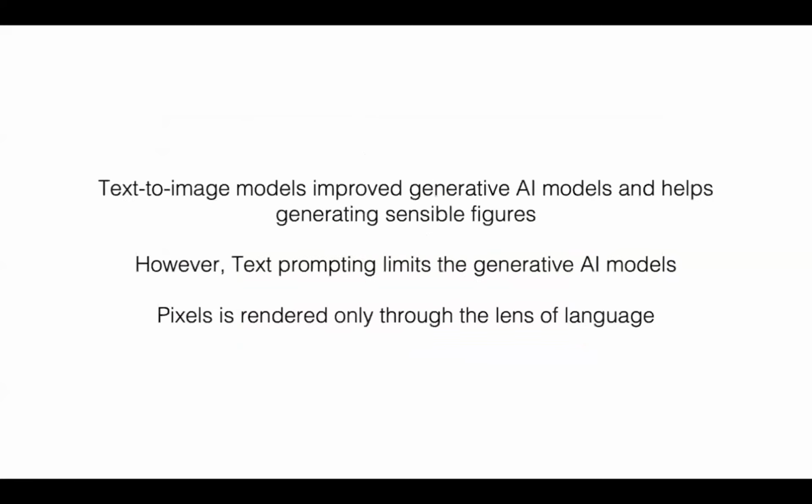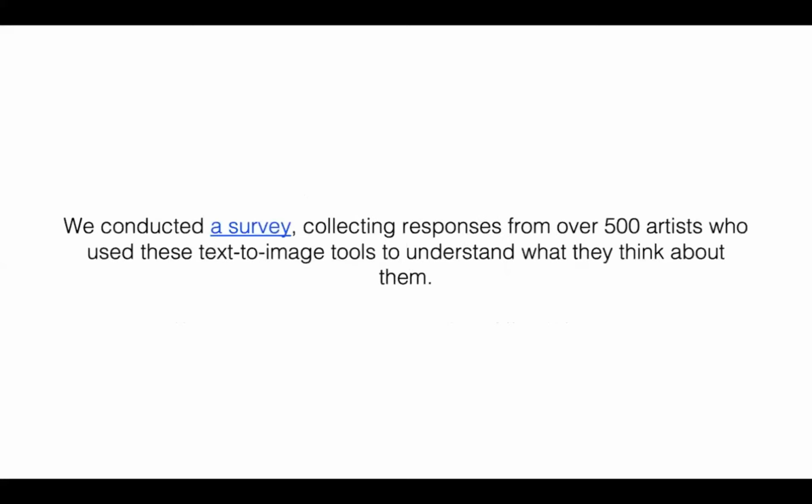So let's talk about text prompts from the artist feedback point of view. Text-to-image models improve the generative ability of AI models and help them make sensible figures. That's really a good achievement. However, I claim that text prompting limits generative AI models, because pixels are rendered only through the lens of language. So we conducted a survey collecting responses from over 500 artists who used these text-to-image models to understand what they think about them.